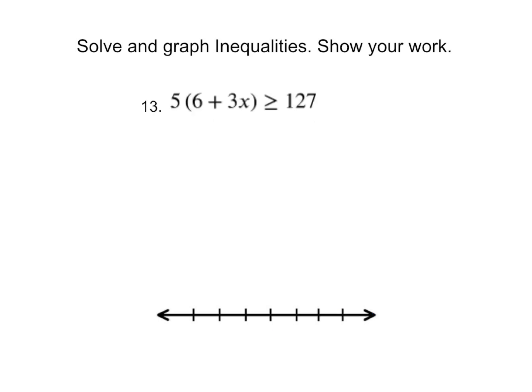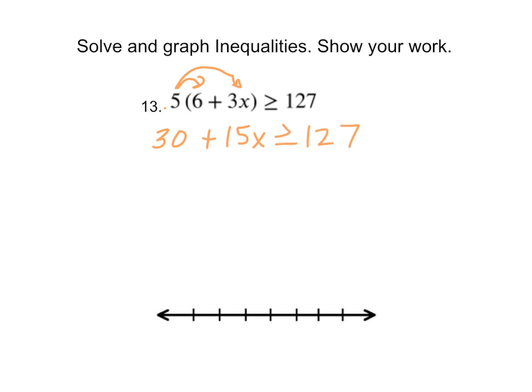Okay, let's keep going. Looks like we're going to use the distributive property as the first step here to clear the parentheses. 5 times 6 is 30, and 5 times 3x is 15x.